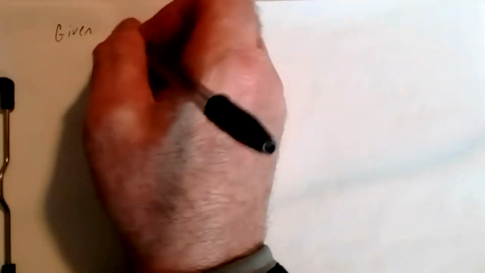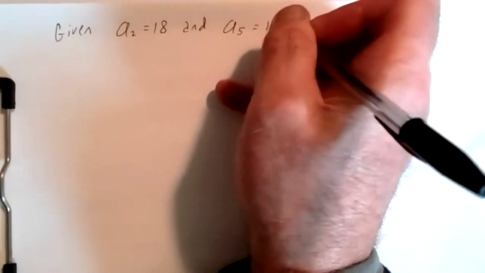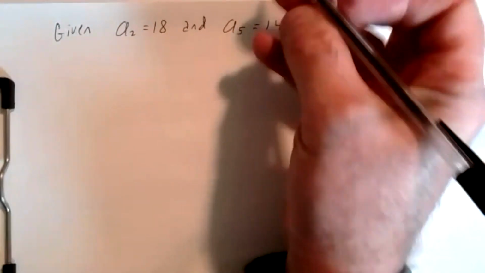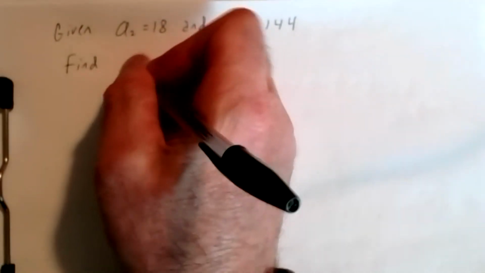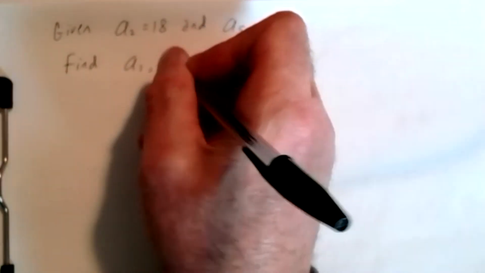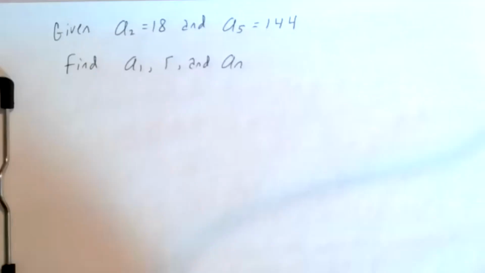Okay. All right, let's try this one. Given the second term is 18 and the fifth term of a geometric sequence is 144, they want us to find the first term, the common ratio, and they want us to find the nth term.